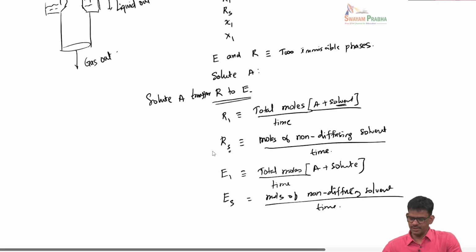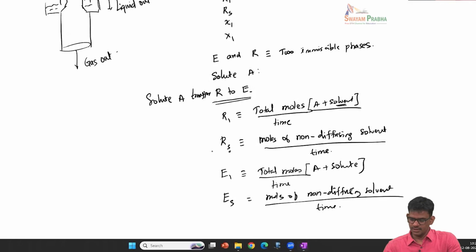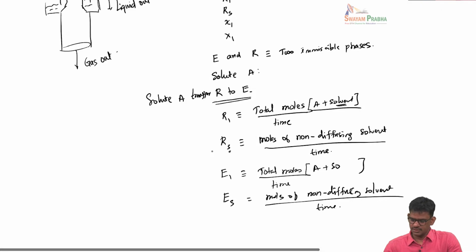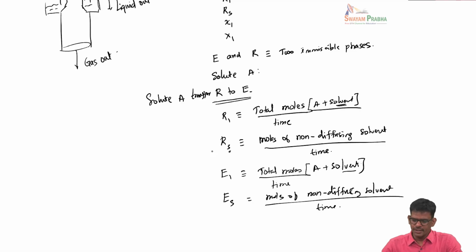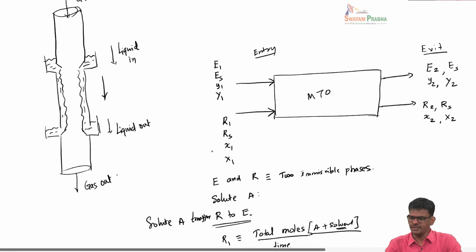Yes, this would be the solvent. You're right, this would be A plus some solvent. This solvent and that solvent need not be the same. These are two different phases. The suffix 1 and 2 means entry and exit. You can see that 1 is used for the entrance and 2 is for the exit.